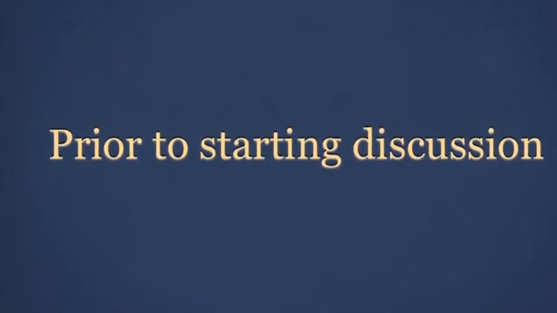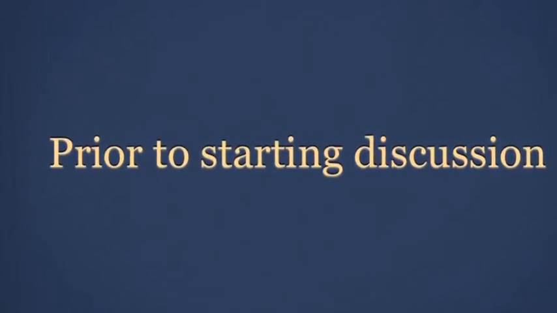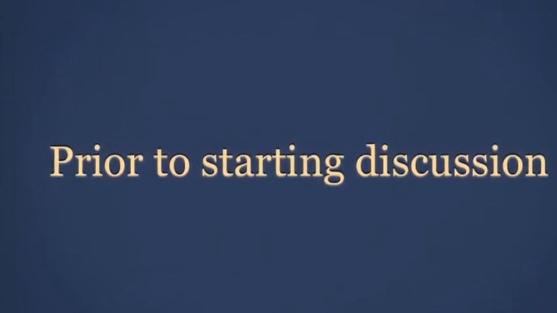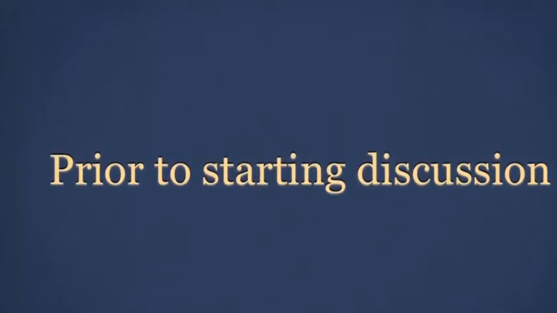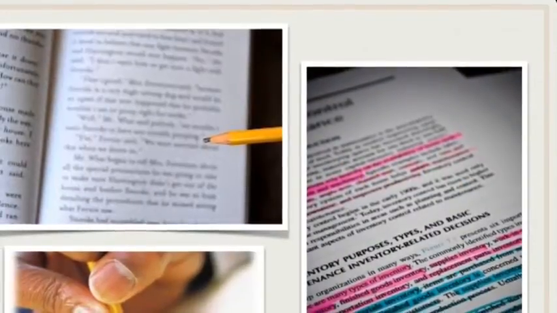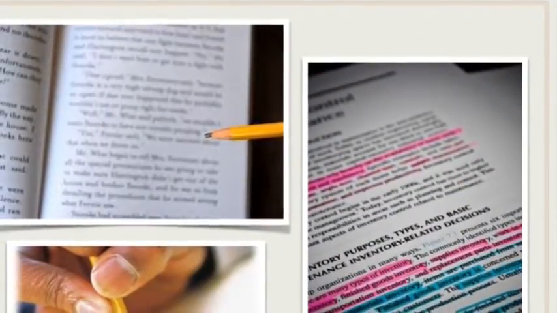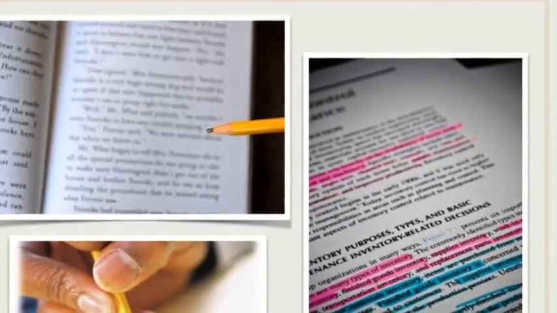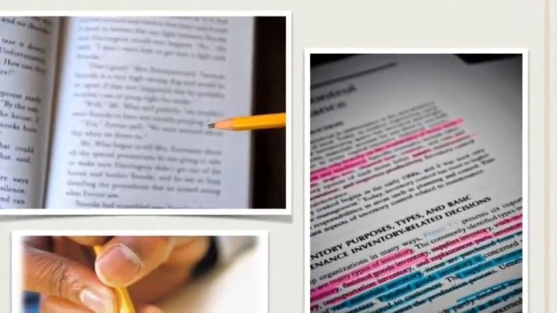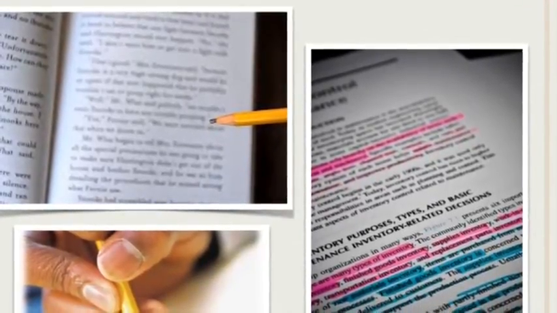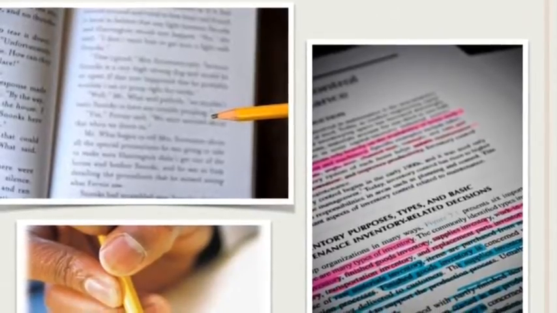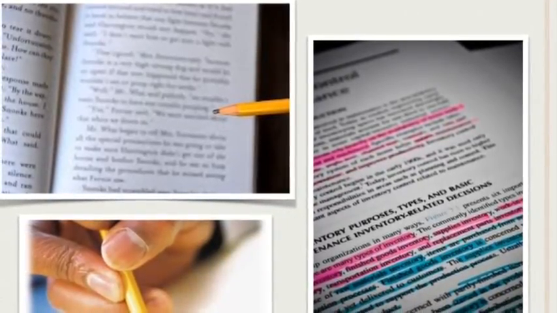Prior to starting the fishbowl discussion in the class setting, the teacher or instructor should assign one or several texts to their students. They should encourage their students to thoroughly read through the information, making notes including highlighting important facts, jotting down thoughts or ideas in the margins, and making sure that there is a list of questions they have regarding the text.